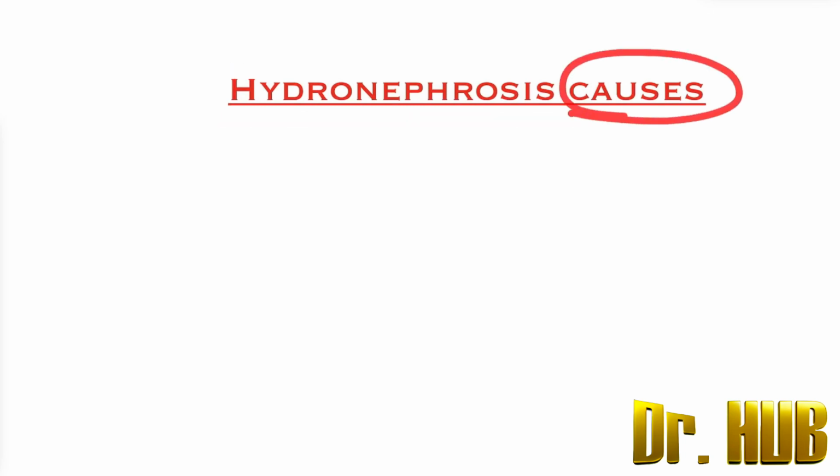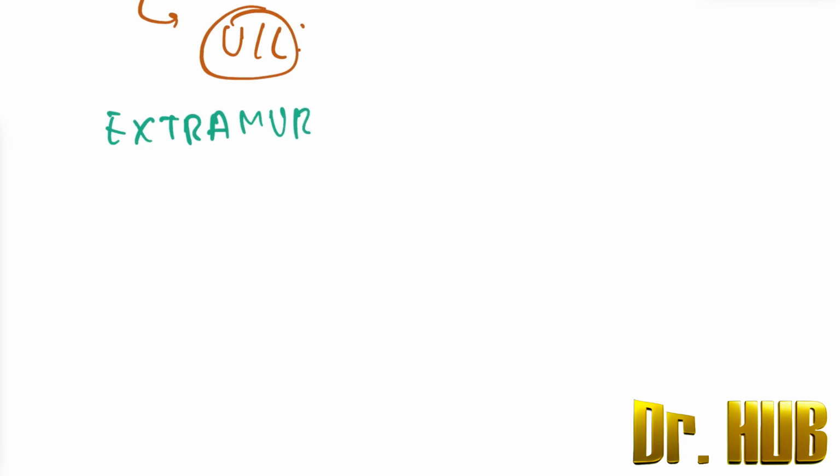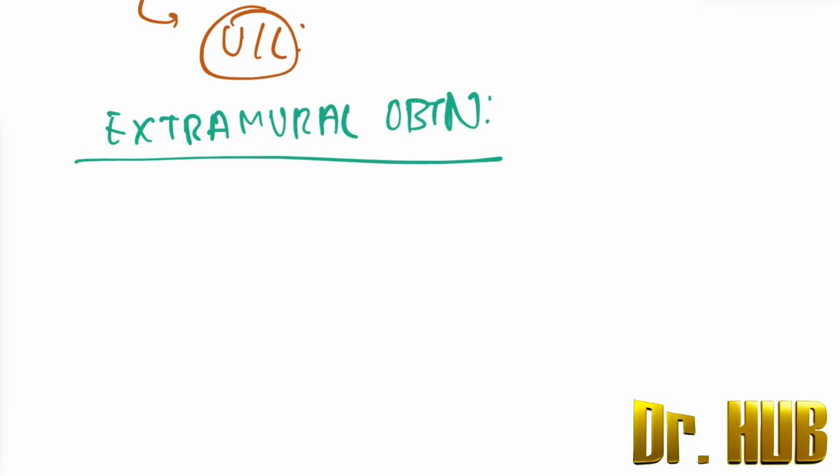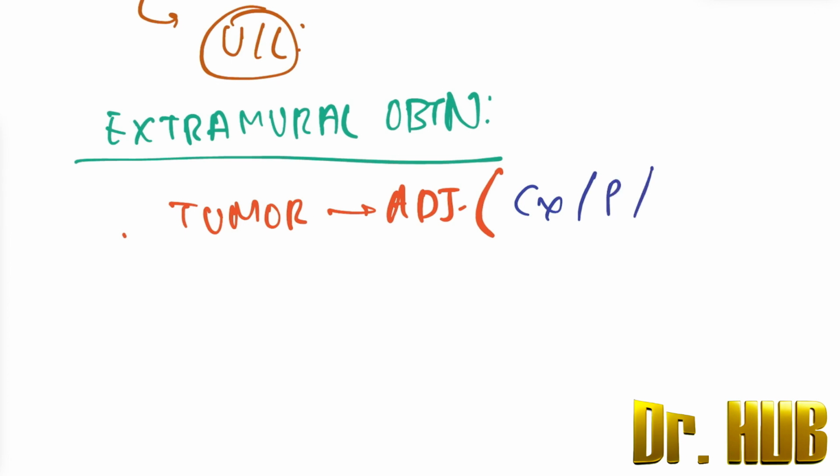Hydronephrosis, and we are looking at its causes. So hydronephrosis is divided into unilateral as well as bilateral hydronephrosis. First we are looking into the unilateral hydronephrosis. Under unilateral there is an extramural obstruction. In this extramural obstruction there is the presence of tumor from adjacent structures. They include the cervix, prostate, rectum, colon as well as the cecum.